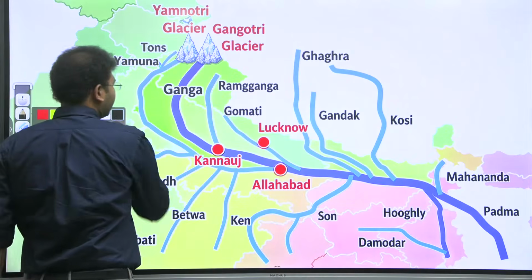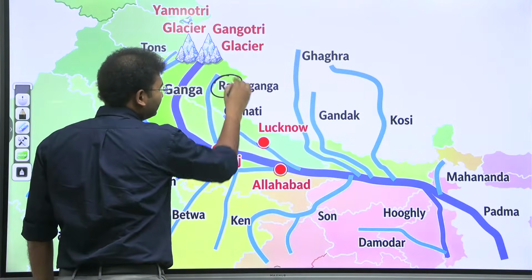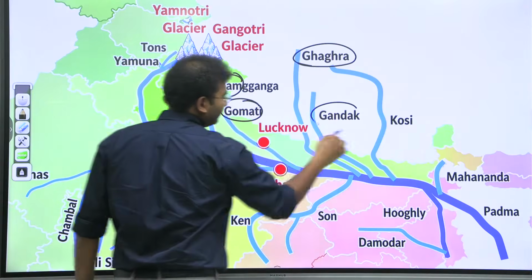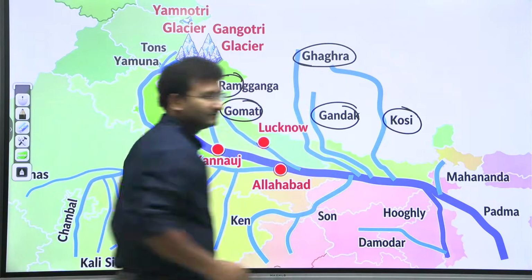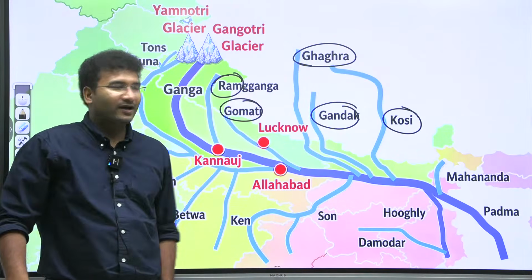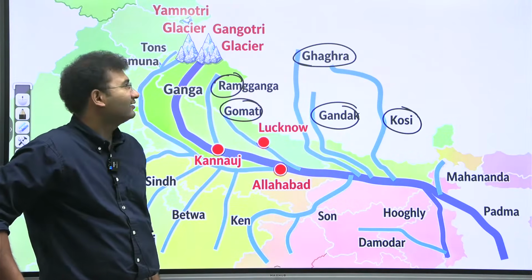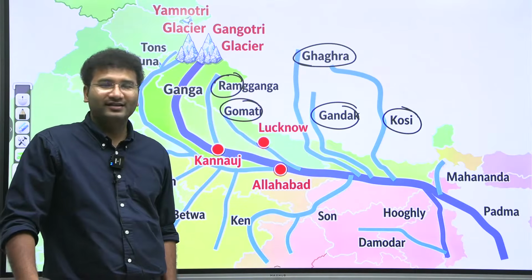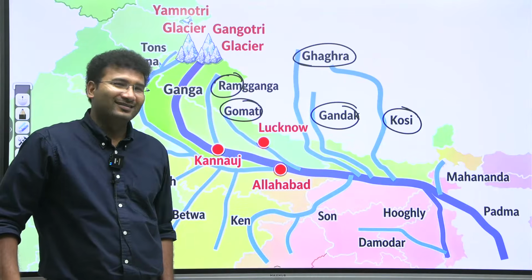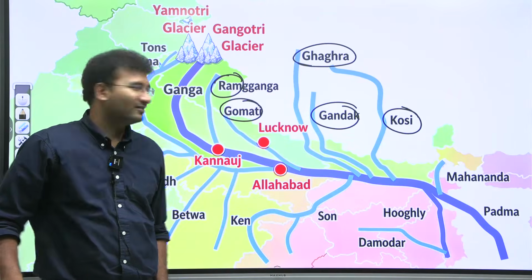Mnemonic. राम जाने गोमती का घघरा गंदा कैसे हो गया. ठीक है, राम जाने गोमती का घघरा गंदा कैसे हो गया. Right? Yeah, you can make your own. It's up to you.